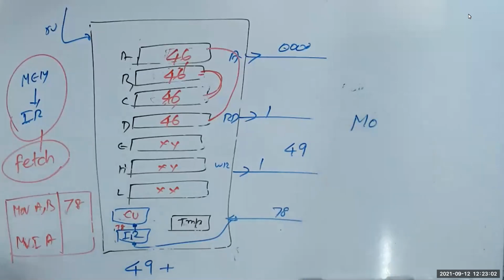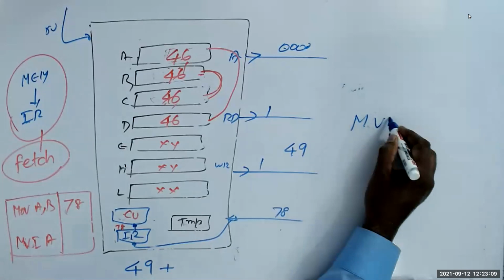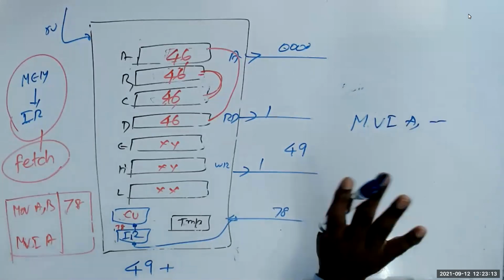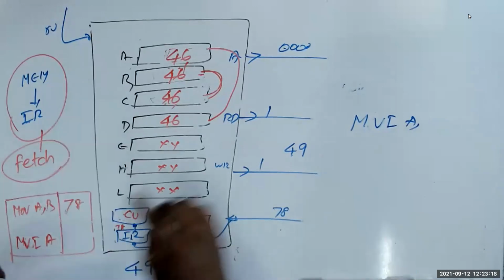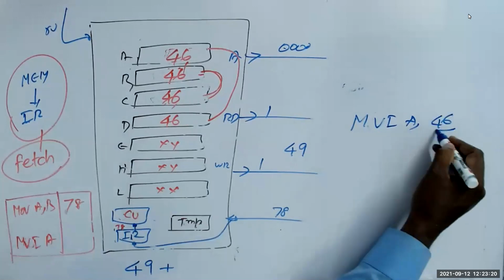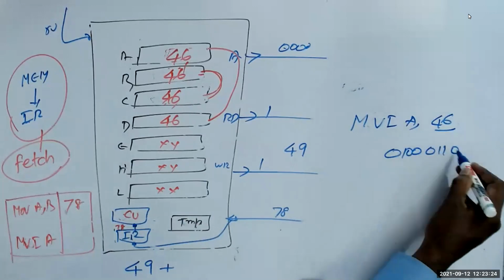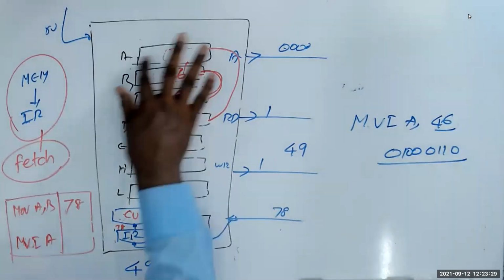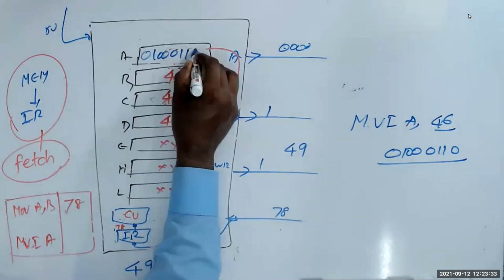Plus, we have discussed move immediate, A, comma, some number. Please understand, all the numbers are only binary. I could have written 46 here, but it's not 46. It's actually 0100 0110. This guy will accept only binaries. So don't get confused. There's nothing called decimal or hexadecimal.